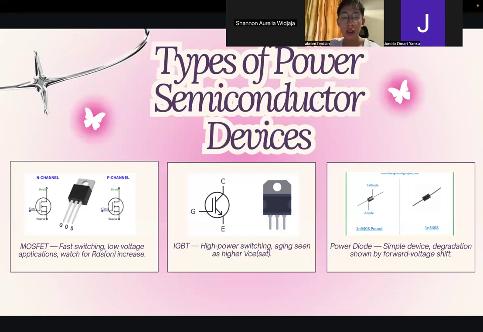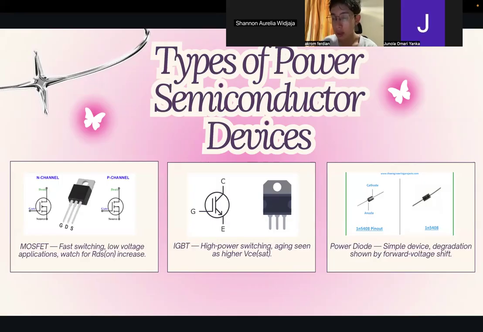Okay, basically it's just like the image from the slide before. Like the MOSFET, you can see there are three pins G, D, and S, and also N channel and P channel MOSFETs. The MOSFET is used for fast switching, low voltage applications. Watch for RDS on increase. We already explained that in the slide before. And then there's the IGBT, with three pins, and you can see a transistor there. The IGBT is a high power switching device, aging seen as higher VCE.